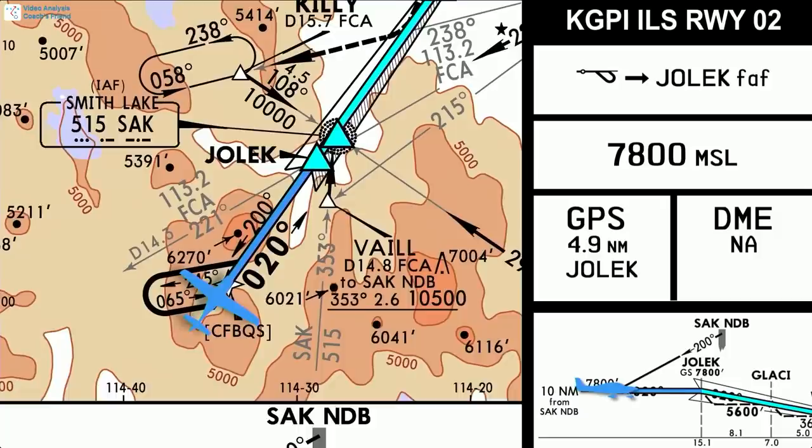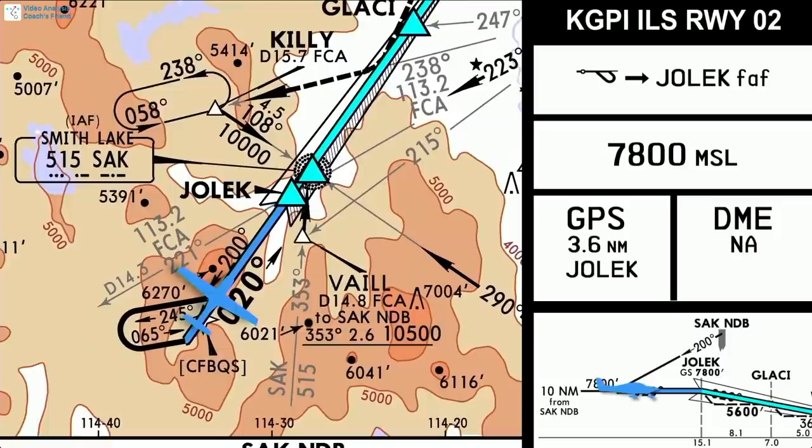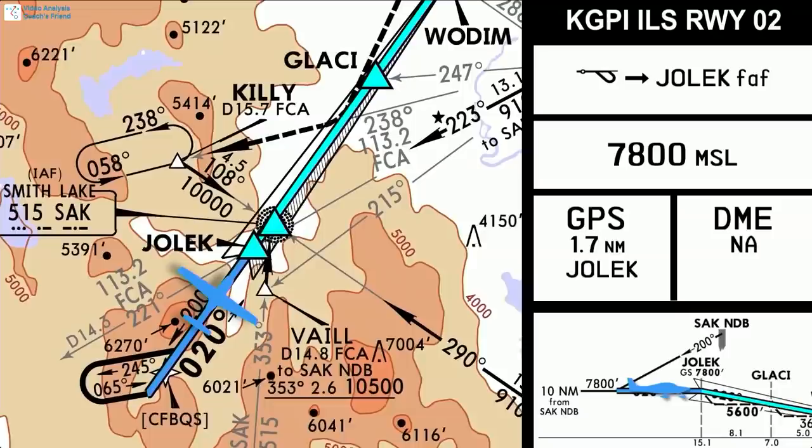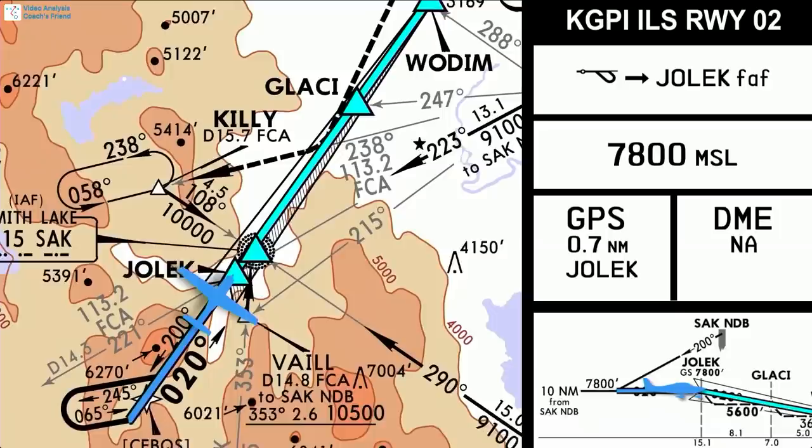So you don't have to complete that entire descent on the outbound leg, you can complete it as you turn inbound if you want. From there, we're going to reach Jolek, which in this case is our final approach fix today because it's our glide slope intercept. And from there, we're going to fly the procedure down.